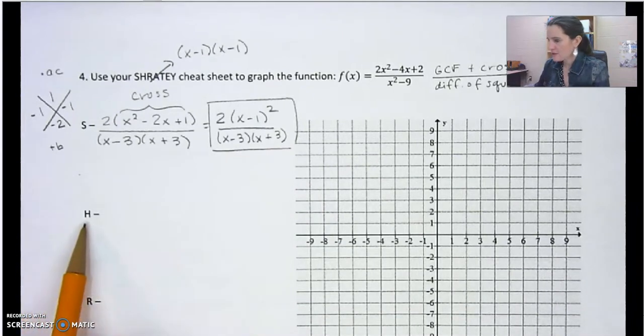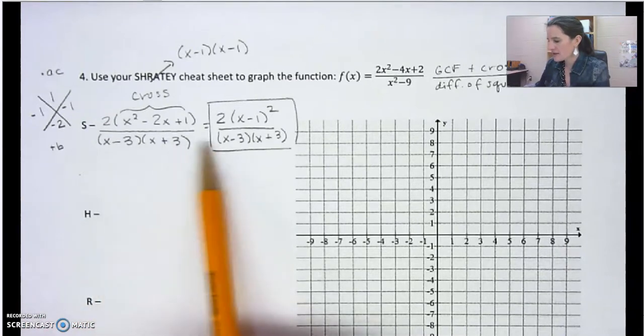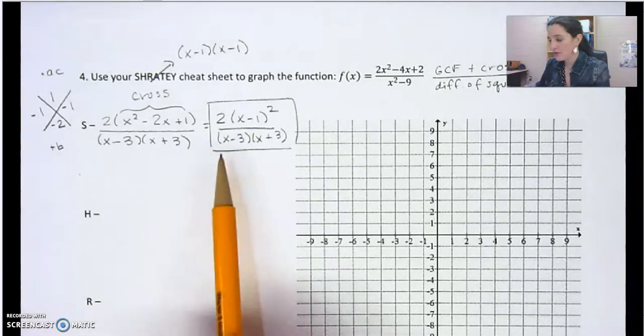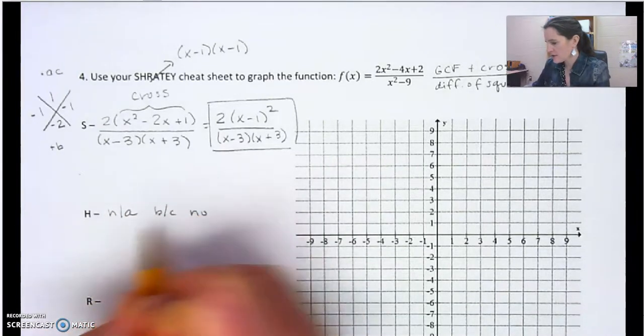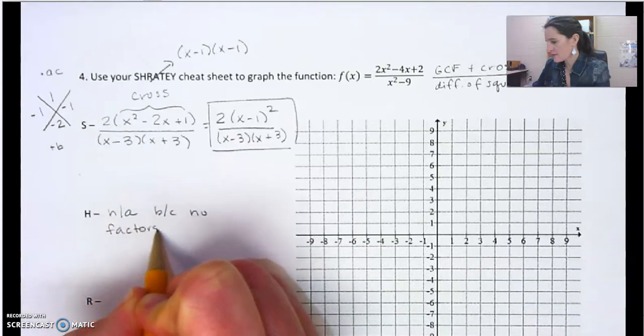And then the H step on your SHRATEY sheet is for holes that are created when a factor cancels up here in the S step, but no factors canceled. So this is not applicable because no factors canceled.